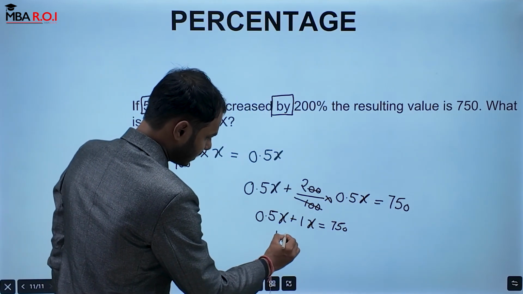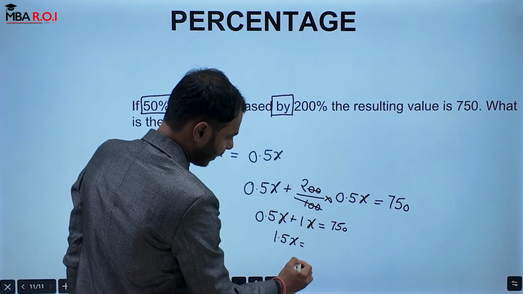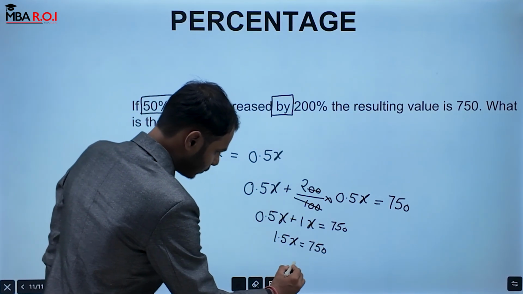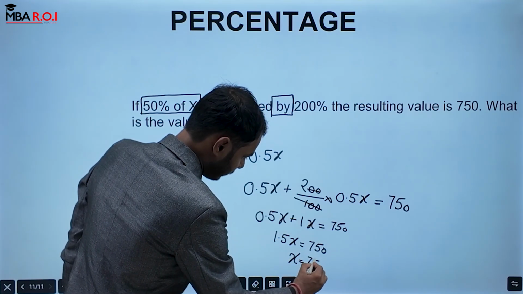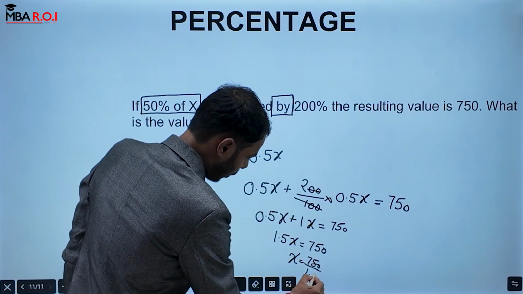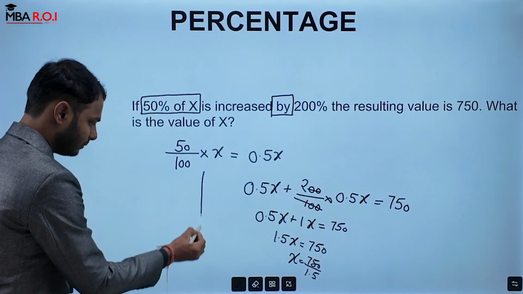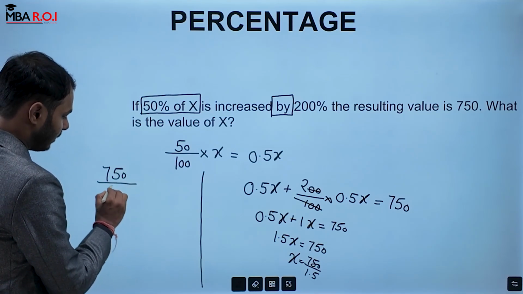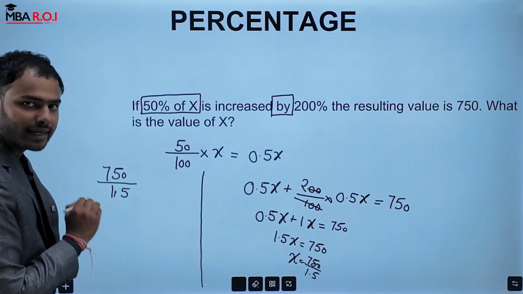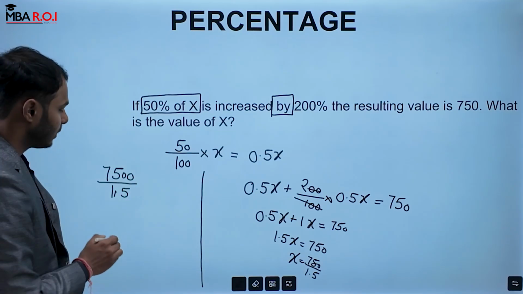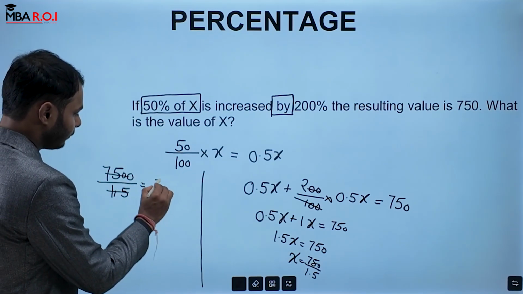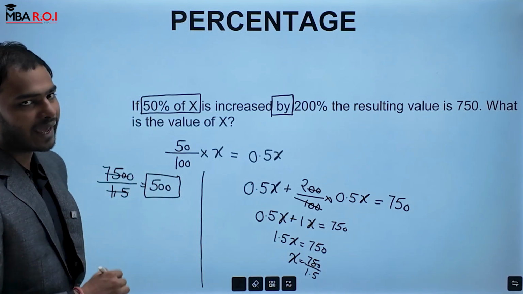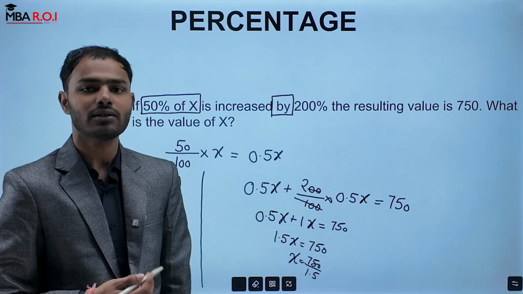Now this is equal to how much? This is equal to 1.5x, which is equal to 750. Now the value of x, if you simplify from here, will be 750 divided by 1.5. So I'm solving it here. This will become 750 divided by 1.5. If you remove this decimal, then a 0 will be added here. If you solve further, the final answer that you will get will be 500. So the value of x that we get from this question is 500.